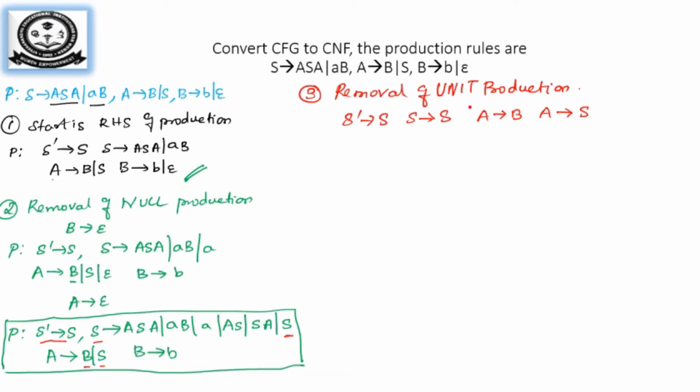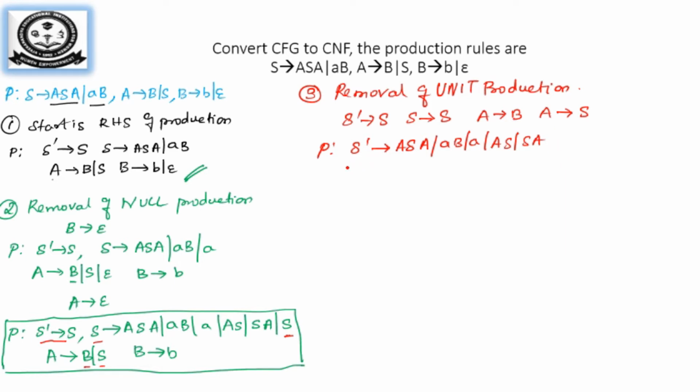So we have already seen how unit productions are removed. So instead of S, we will replace all the productions of the right hand side of S with S dash. So we'll see the production rule. So S dash implies ASA or AB or A or AS or SA, or S. Not S, that S is only removed, so you will remove that.